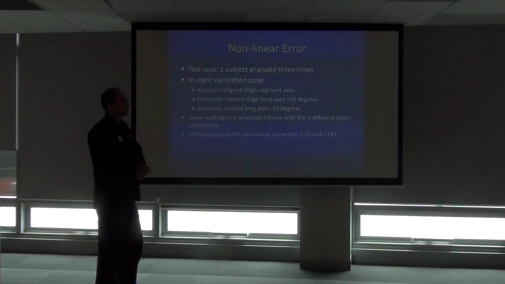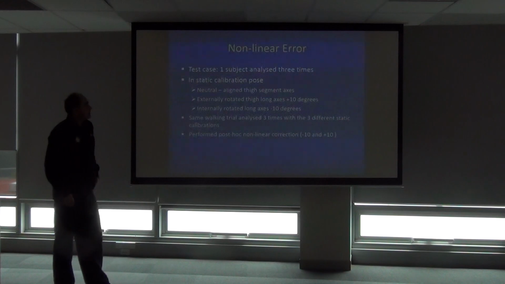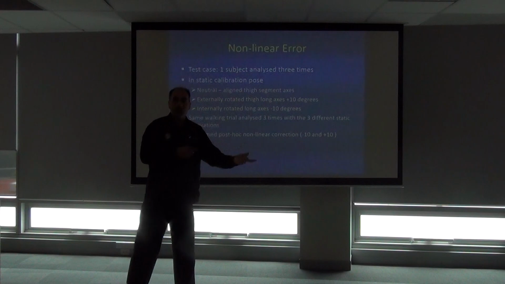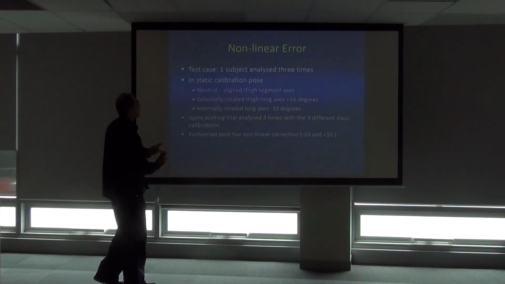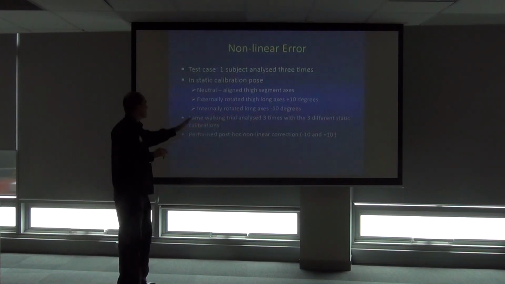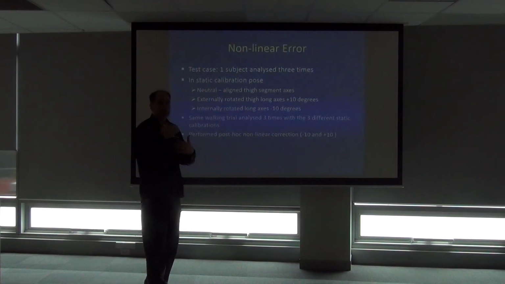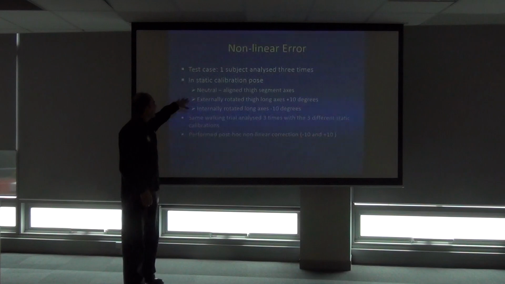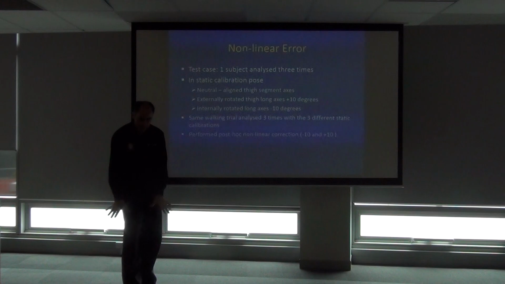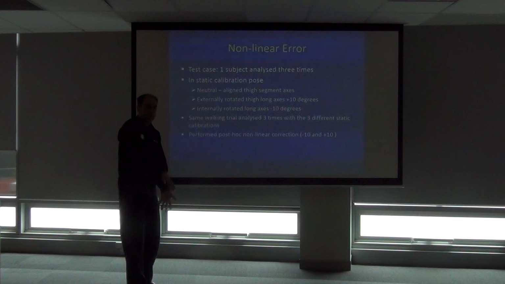Moving right along, we better apply this. So we've got a test case: one subject analysed 3 times. They were only tested once, but they were analysed 3 times. In the static pose, when you find your axes, one was initially aligned as best as you can with the segment axes, the flexion extension axes, then the thigh, and then the next thigh was externally rotated, so the knee axis externally rotated 10 degrees, and internally rotated 10 degrees.